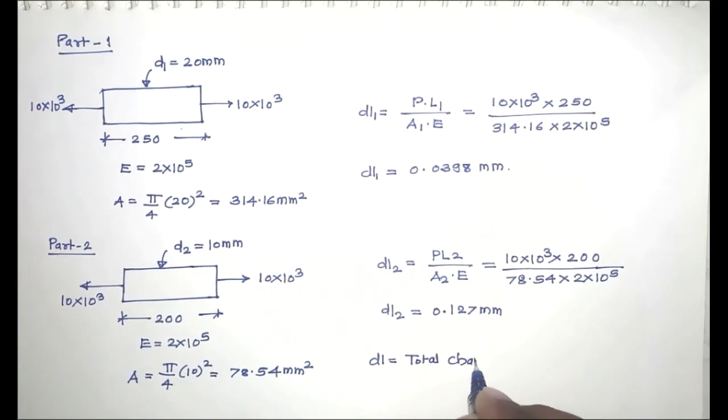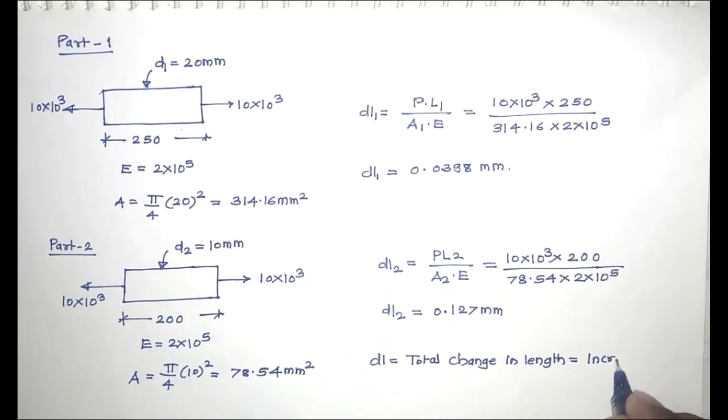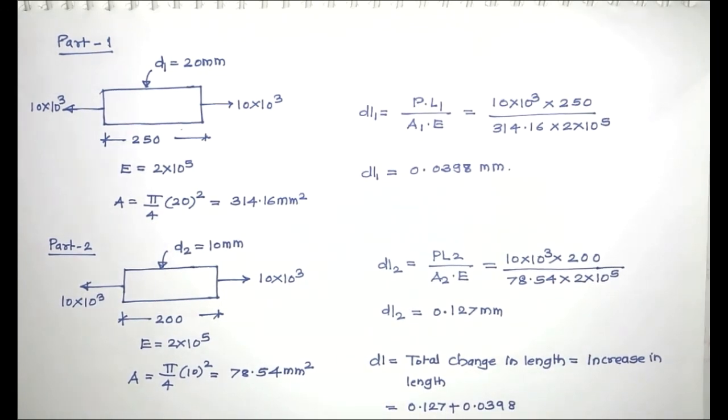Now the total deformation will be the addition of these two, so dl equals the total change in length, which equals the increase in length since the forces are tensile, which equals 0.127 plus 0.0398. So the total deformation will be 0.167 millimeter. This is the total change in length.